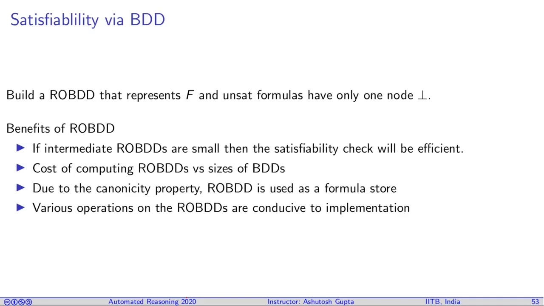You can be lucky and never find an exponential number of nodes. However, there is no reason why it should not be the case. There are some formulas for which you may end up having an exponential number of nodes. Due to canonicity properties, ROBDD can be used as a formula store. Suppose you have a complex algorithm in which you create a lot of formulas, and the same formula repeats at some later point; you can check their equality very easily. It's a very useful data structure to store formulas.